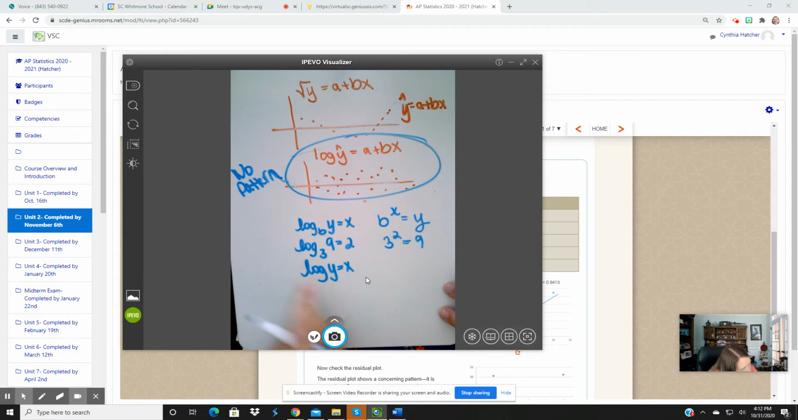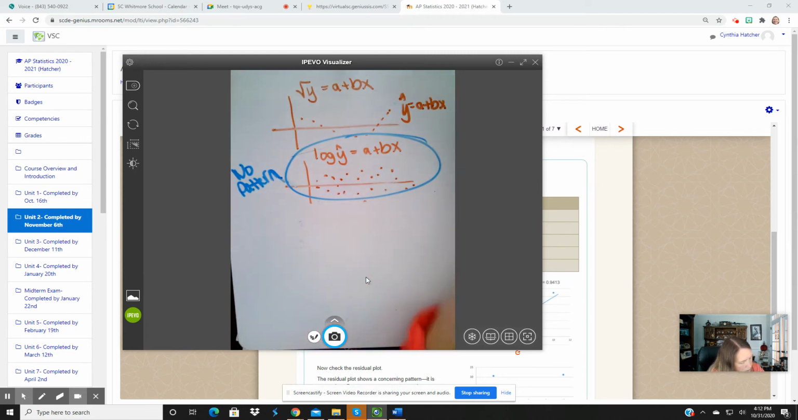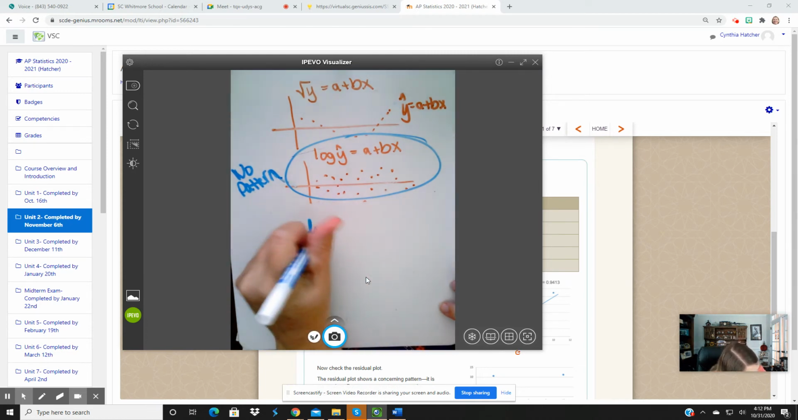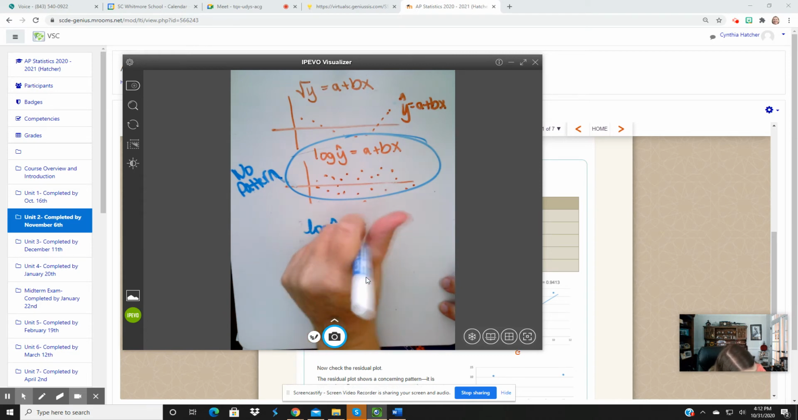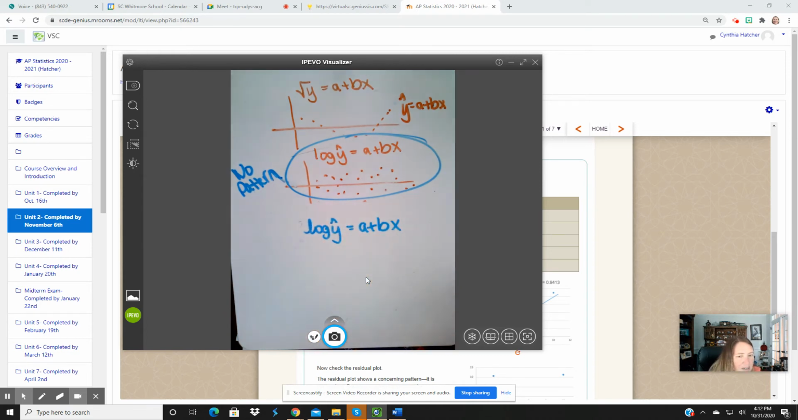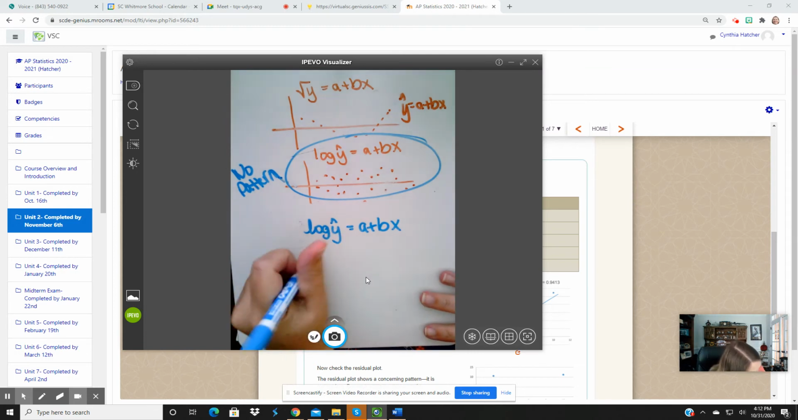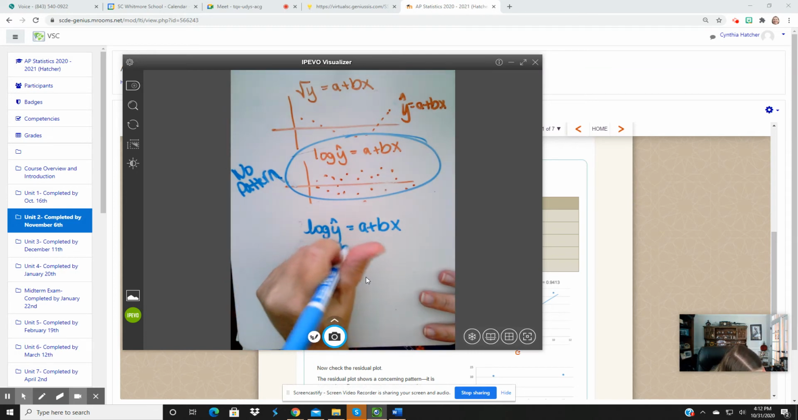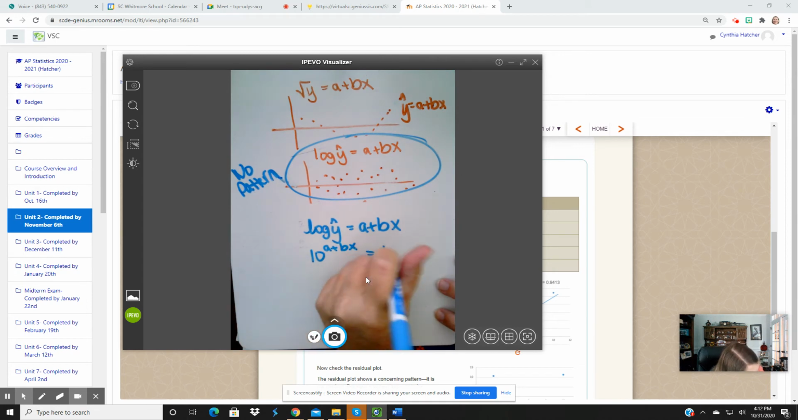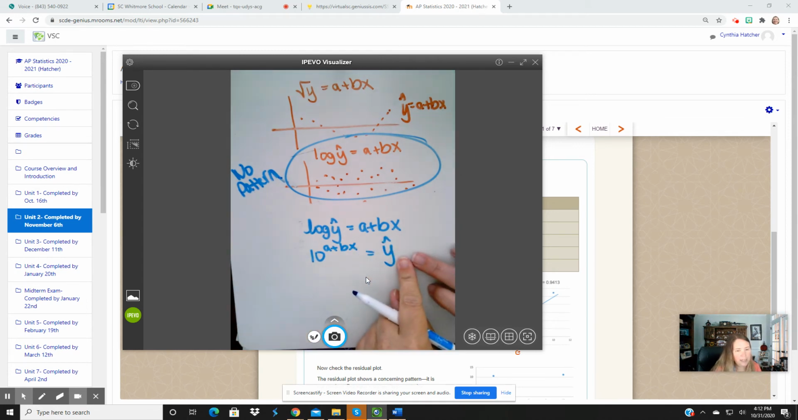If I don't have a base here, it's base 10, so that would be 10 to the x equal y. So that is literally just memorizing how to rewrite something. Now, with this equation, the log of y hat equal a plus bx, if I'm then asked to make a prediction with it, which I often am, I'm going to need to rewrite this as 10 to the a plus bx equal y hat. I need to solve it for y hat.